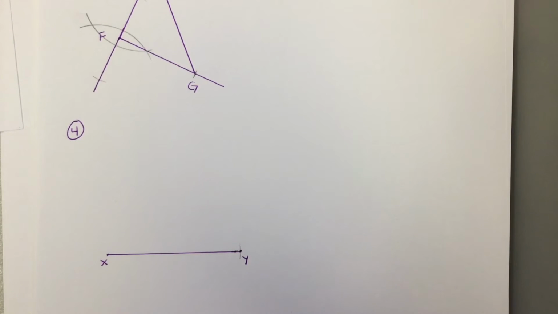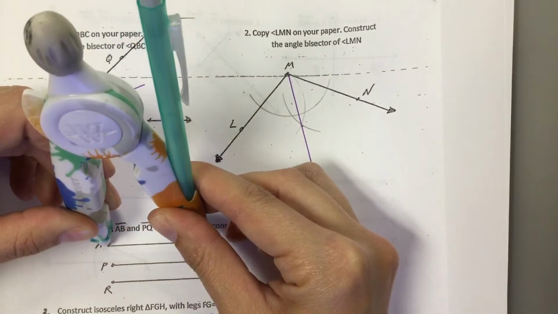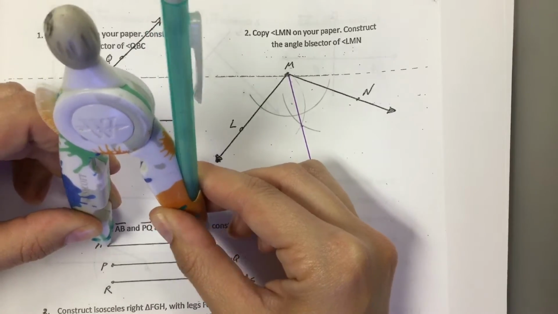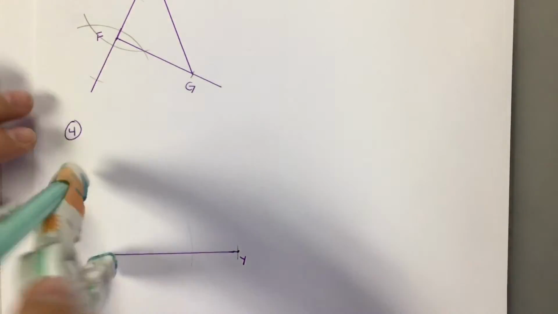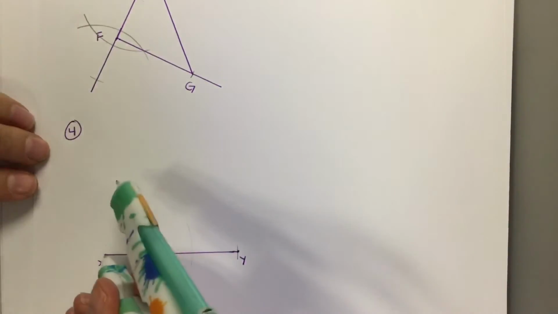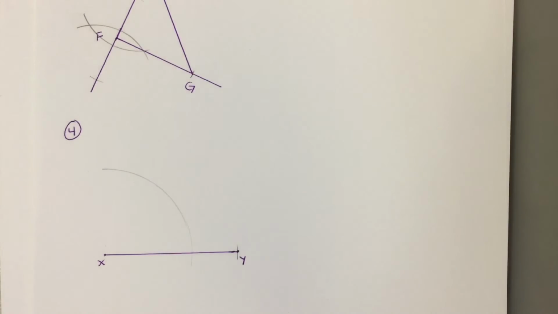So we want one of the sides to equal the length of AB. So I'm going to take the length of AB and I'm going to draw an arc from X that equals the length of AB. So somewhere along this arc has to be the other vertex. So it is the length of AB from point X.